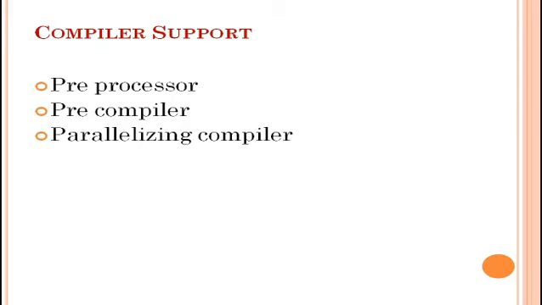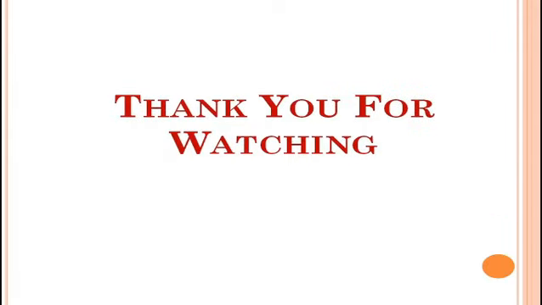So the efficiency of the binding process depends on the effectiveness of the preprocessor, the pre-compiler, and the parallelizing compiler. So in this video, we came across the elements of a computer system.